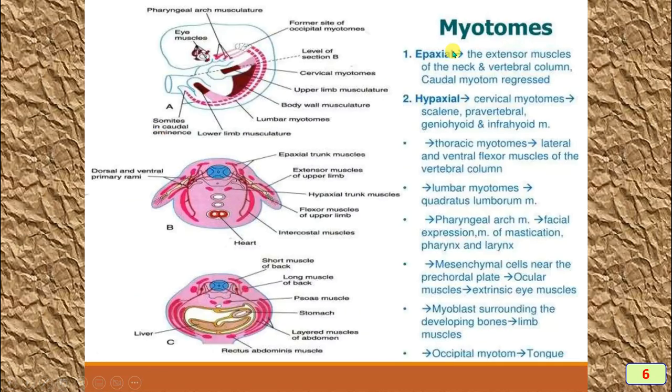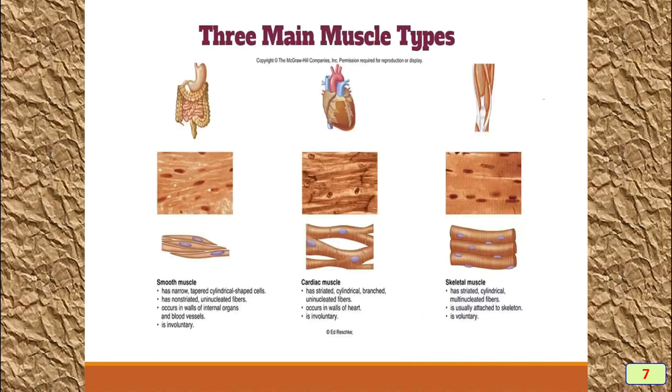Then apart from this, there are the terms called myotomes. And once again, different types of structures are there in different bodies, like short muscles, long muscles, then the psoas muscles, stomach muscles with smooth muscles, then rectus abdominis muscles. Different types of muscles are there, like the muscles of the pharynx, then myoblast, occipital myotome, and the muscles of the tongue. So most of them are involuntary in nature.